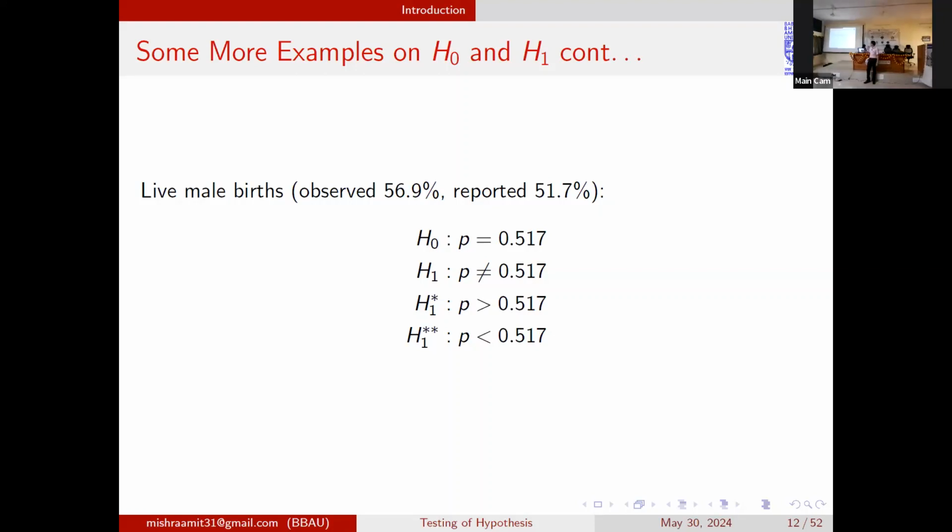For this particular example, what should be the alternate? Alternate can be H1 star or H1. But recall, I have stated there, can we conclude that male birth is different from 0.517? Different, I have already stated in this statement. So the only answer is H1. So you have to find that statement which you want to, accordingly, you have to convert these things. Okay.